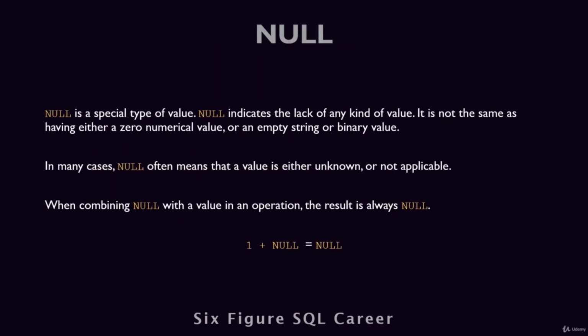Null is a special type of value. Null indicates the lack of any kind of value. It's not the same as having either a zero numerical value or an empty string or binary value. In many cases, null means that a value is either unknown or not applicable. When combining null with a value in an operation, the result is always null. So in my example, if I have 1 plus null, this will result in null.